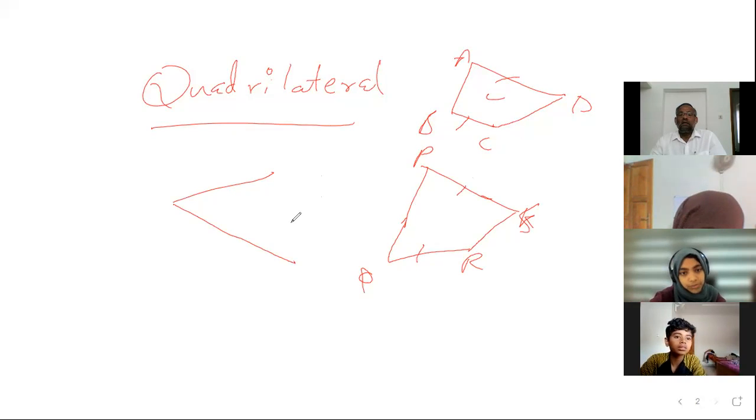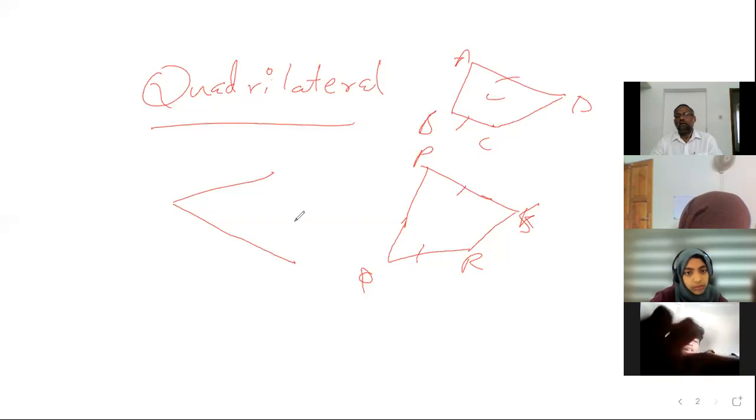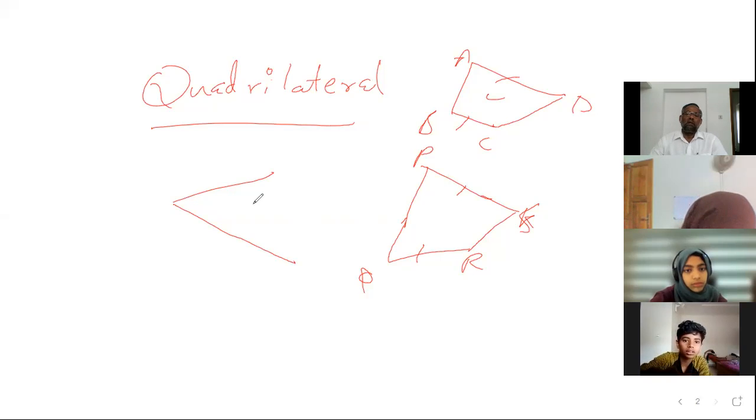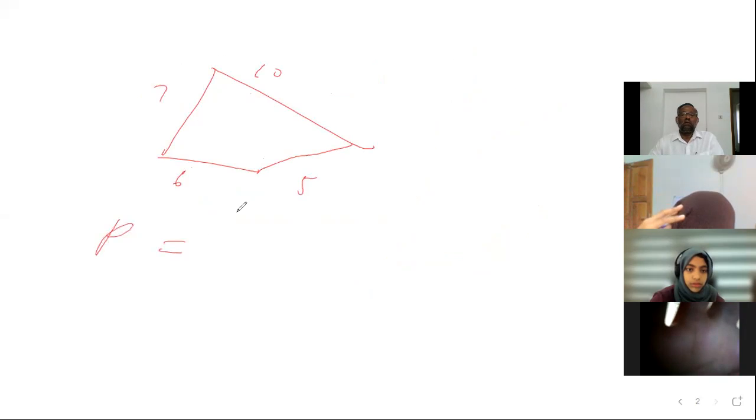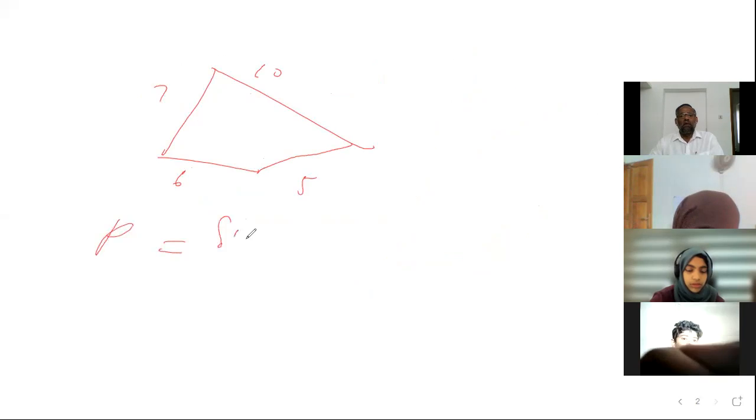Now listen here, we want to find out the area of this quadrilateral. Perimeter is very easy, so for perimeter we can use the general formula. Okay sir, this is the quadrilateral. See, this is 10 centimeters, 7, 6, 5. What is the perimeter of this quadrilateral? Sum of all angles or sides? What is it?